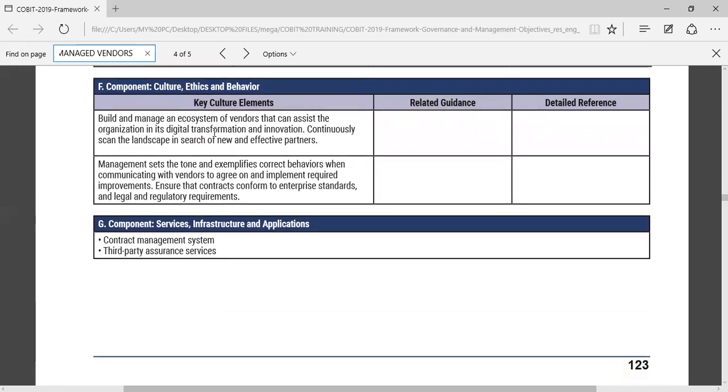All right. The last component is services, infrastructure, and applications. So here they are recommending the enterprise architecture that can help you to manage your vendors better. So as much as possible, get a contract management system. If it's possible, get third-party assurance services. Like I talked about, right to audit, you can get an audit organization to audit your vendor. They give you a report so that you know whether you can continue the relationship with them or not.